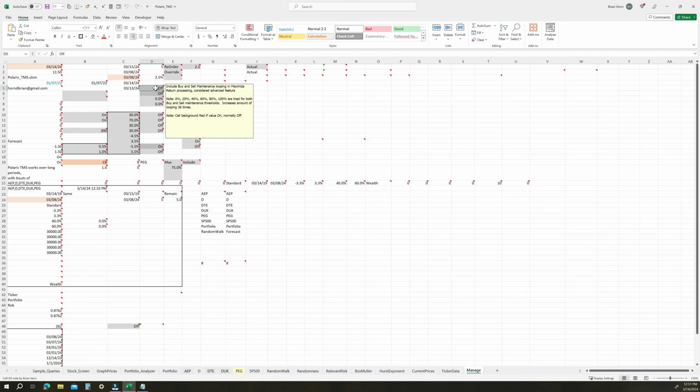D5 controls buy-sell maintenance looping. It is normally set to off. D6 controls adjacent buy decrease and adjacent sell increase looping. It is normally set to off. Setting D5 or D6 has a multiplier effect on the amount of looping, significantly increasing processing time. Now back to the original video.